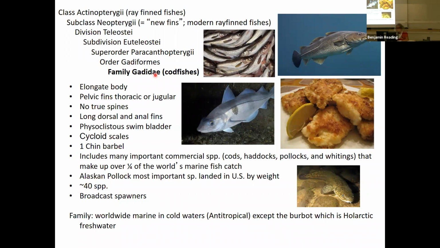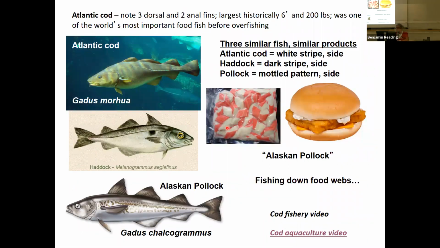40 species in family Gadidae, broadcast spawners, no parental care. They just release their gametes, fertilization occurs in the water. Worldwide marine, oftentimes cold water. We're talking antitropical distribution here, except the burbot, which is holarctic in freshwater. The burbot can be in freshwater. These are mostly marine in cold water. So these are the cods, family Gadidae. Some examples of gadids, as we call them. The Atlantic cod, again, note 1, 2, 3 dorsal fins and 2 anal fins.